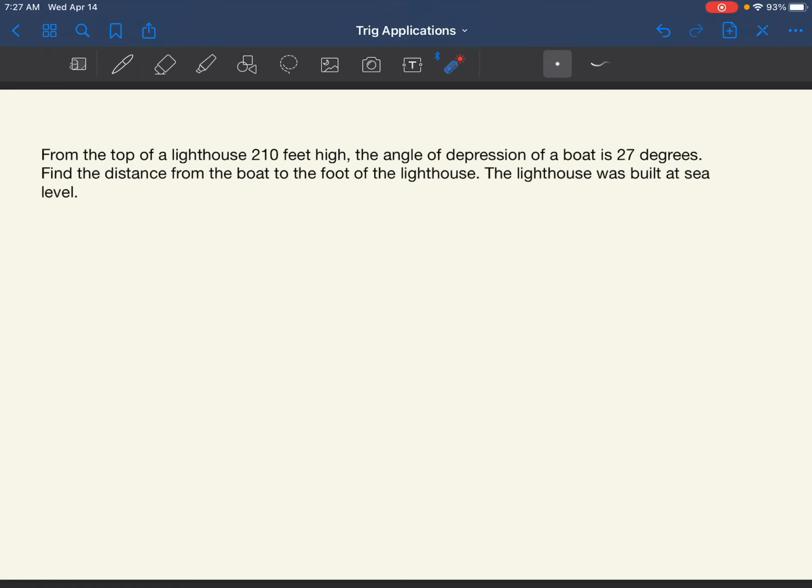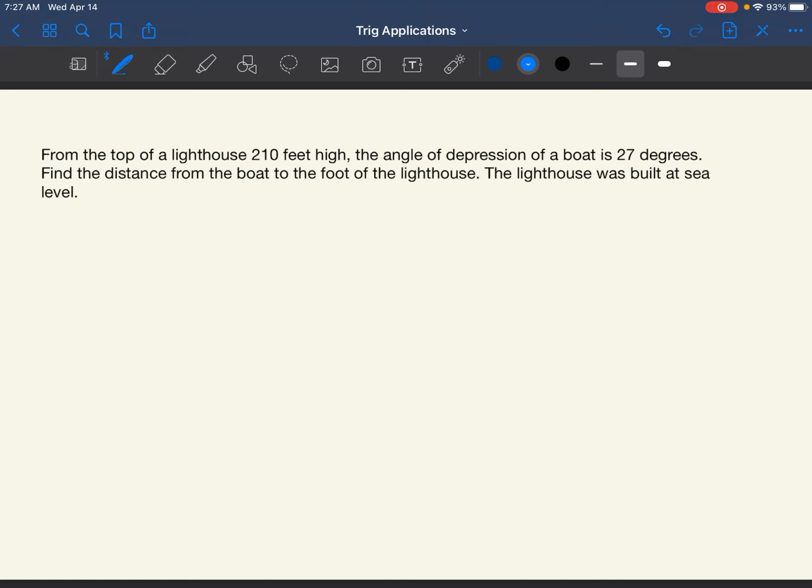From the top of a lighthouse, 210 feet high, angle of depression of a boat is 27 degrees. Find the distance from the boat to the foot of the lighthouse. The lighthouse was built at sea level. Okay, so we read through the problem. Now we got to draw that picture. So again, first step, read your problem. Second step, draw your picture so we can find that triangle.